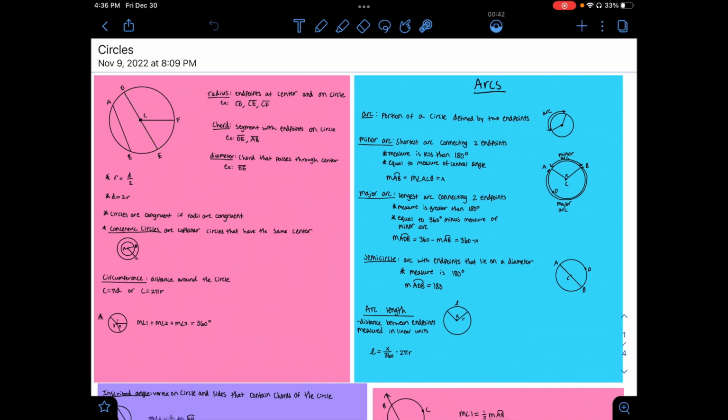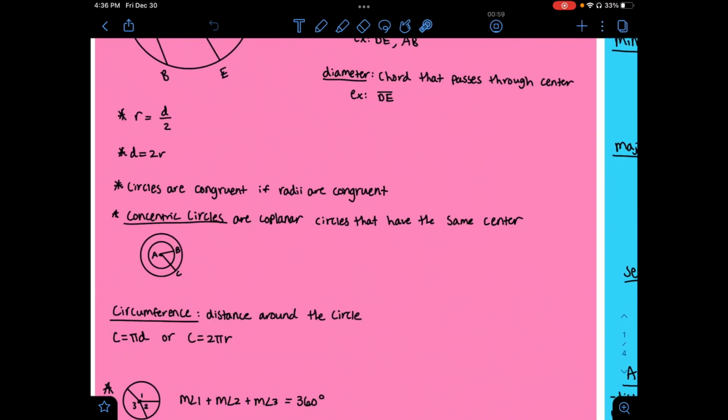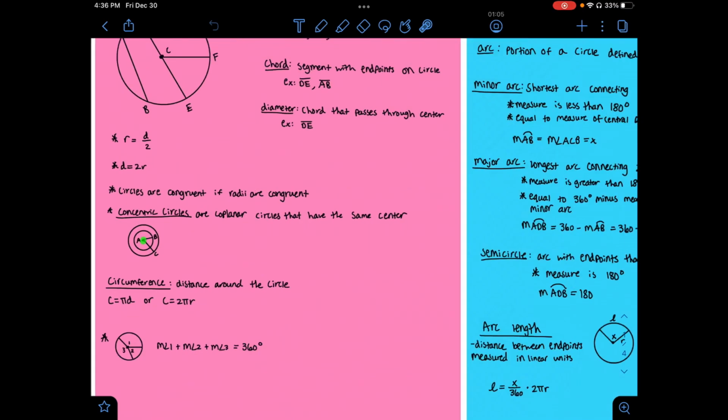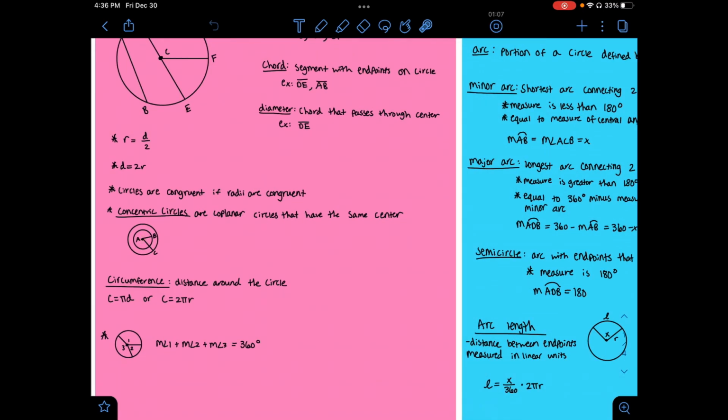So the radius is equal to half the diameter, and the diameter is equal to 2 times the radius, if you ever need to convert. And circles are congruent if their radii are congruent, so that's radius plural. Concentric circles are coplanar circles that have the same center. So both this circle and this circle, they're concentric circles because they have the same center A, and they're coplanar.